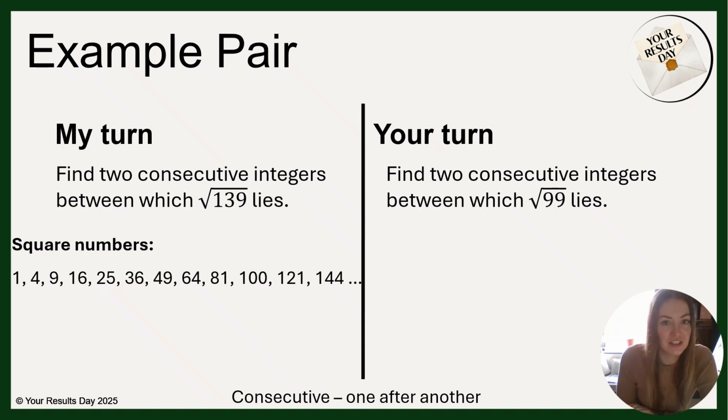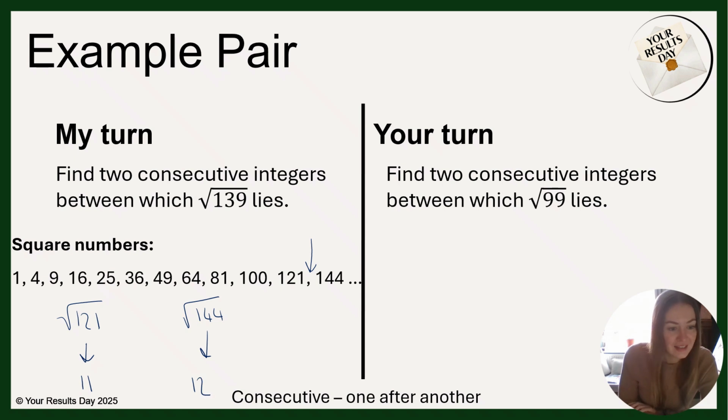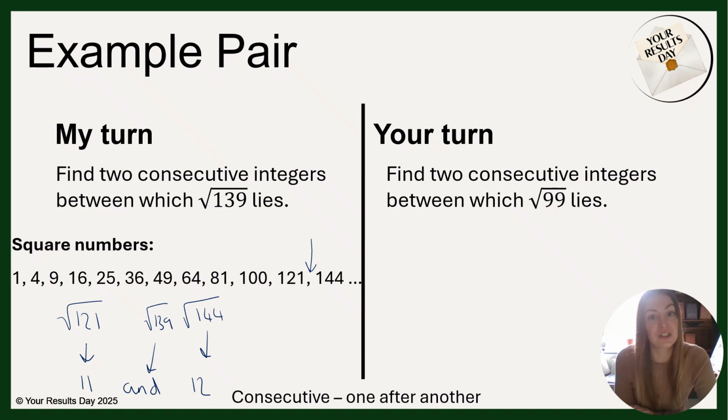Find two consecutive integers between which the square root of 139 lies. So 139 would be between 121 and 144. We know that the square root of 121 is 11 and the square root of 144 is 12. Therefore, the root they've given us, 139, is somewhere between 11 and 12. In other words, if we did type the square root of 139 into our calculator and converted it to a decimal, we would find that that number is 11 point something, somewhere between 11 and 12.